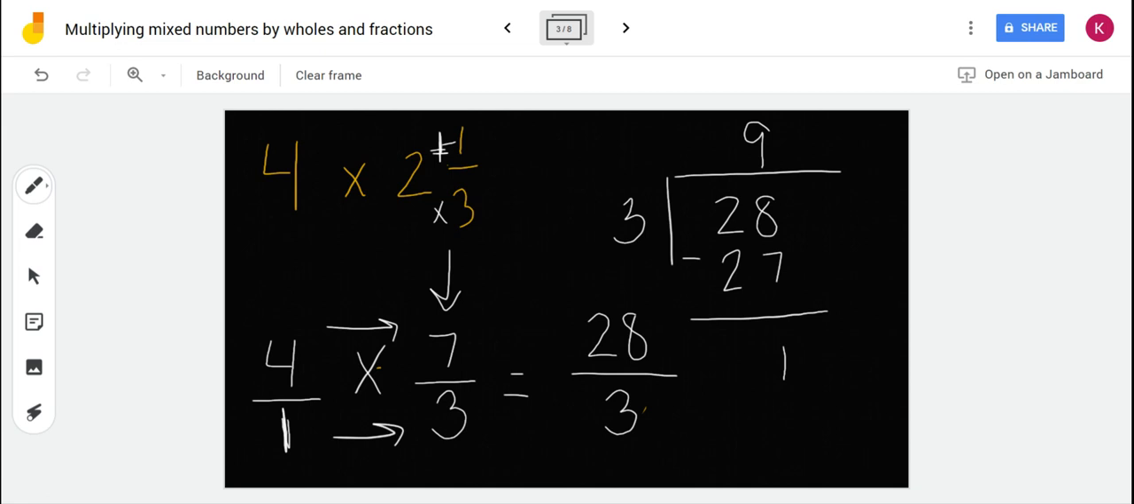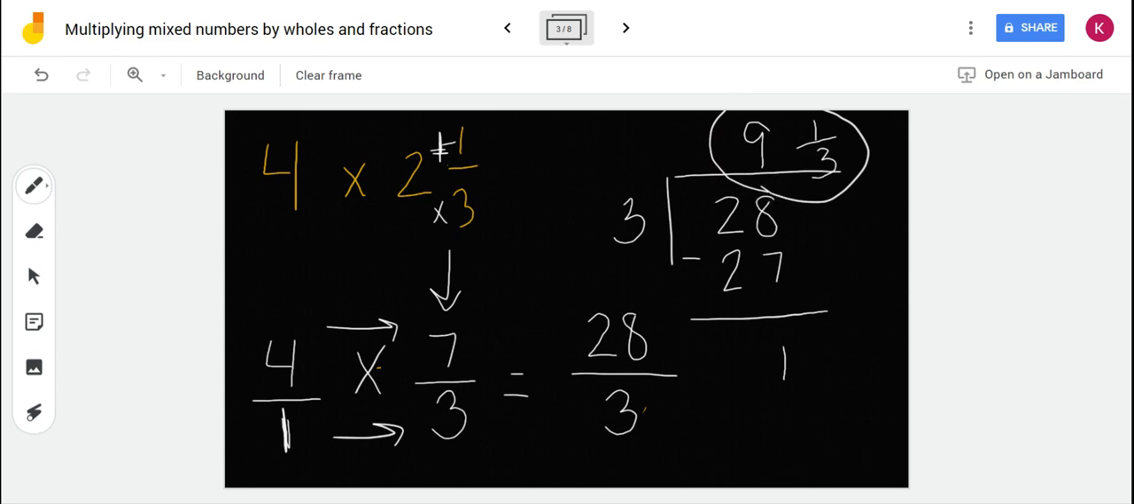Now I need to make my mixed number, because here 9 is not just my answer, because I have something left over. So now I need to take this 1 that's left over, and that becomes my numerator. And my denominator, I did all this work over here to get my denominator to be 3, so I'm going to leave it 3. My answer here would be 9 1/3.